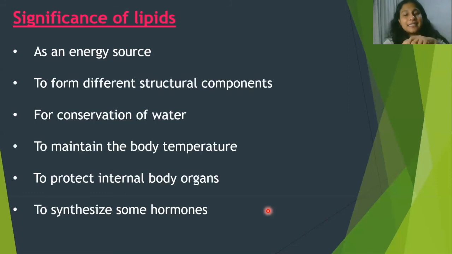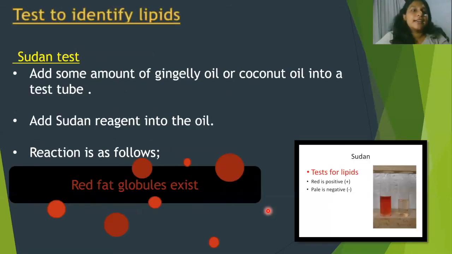So to synthesize some hormones of vertebrates, like estrogen, testosterone, and cortisone are lipid compounds. Tests to identify lipids: the Sudan test. You have to add some amount of gingerly oil or coconut oil into a test tube, and then add Sudan reagent into the oil. The reaction is as follows: red fat globules.